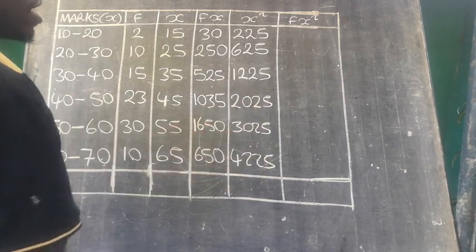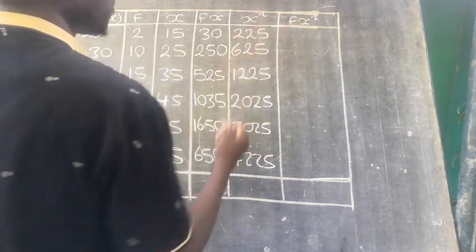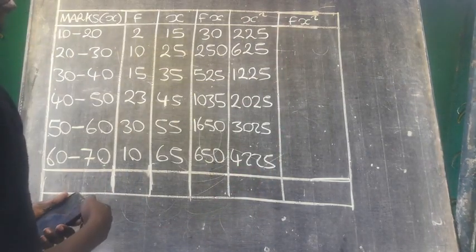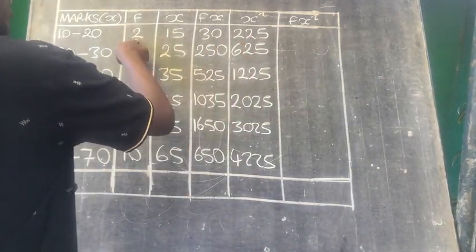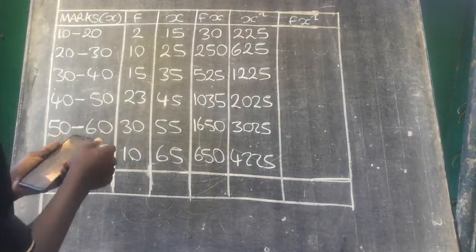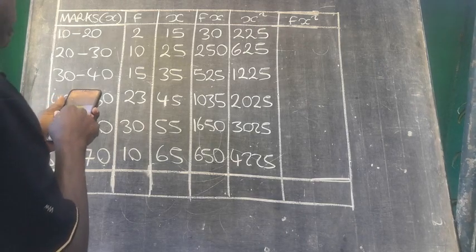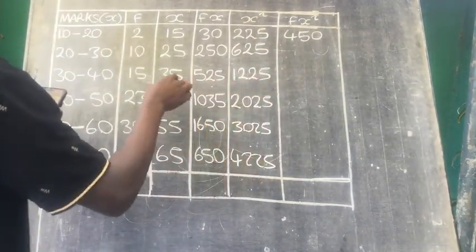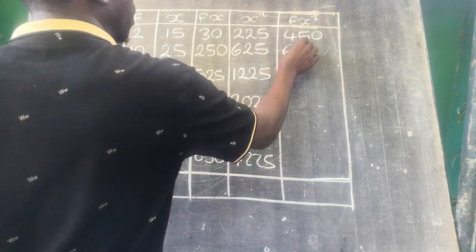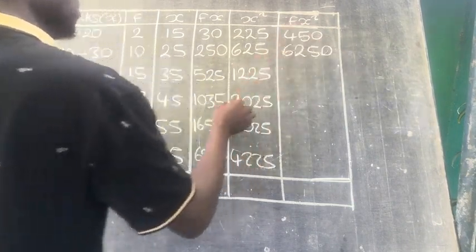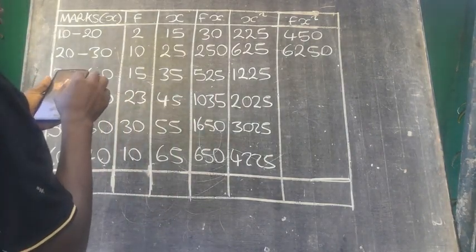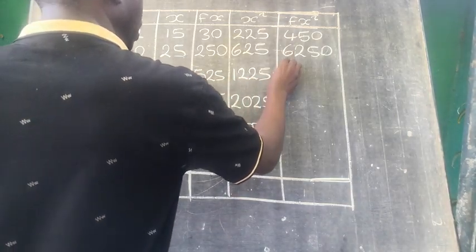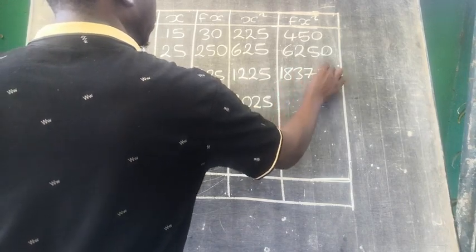So now upon finishing answering the x squared column, we have to go to the last column, where we are required to multiply the frequency to the x squared or to the midpoint squared. So now we'll be getting frequency times the x squared. So now 225 times 2, we are getting 450. Then 10 times 625, this will be 6,250. Then 1,225 times 15, we are getting 18,375.